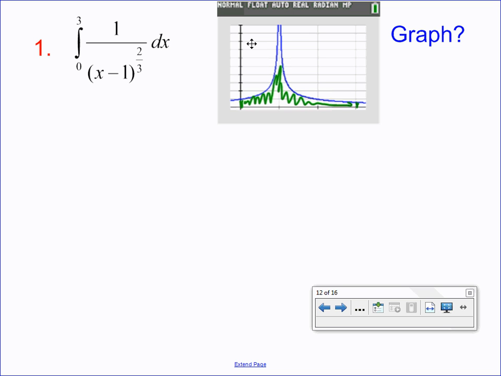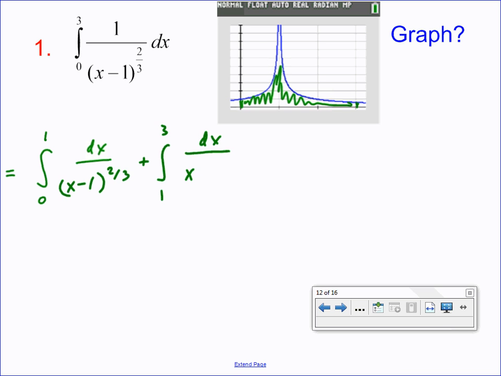We're going to rewrite this first as the limit. No, I won't do the limit first. I'll just rewrite the original, and I'll go from 0 to where? 0 to 1, we're going to break it up at 1: the integral of dx over (x minus 1) to the 2/3, plus, continuing on, 1 to 3. Cool.